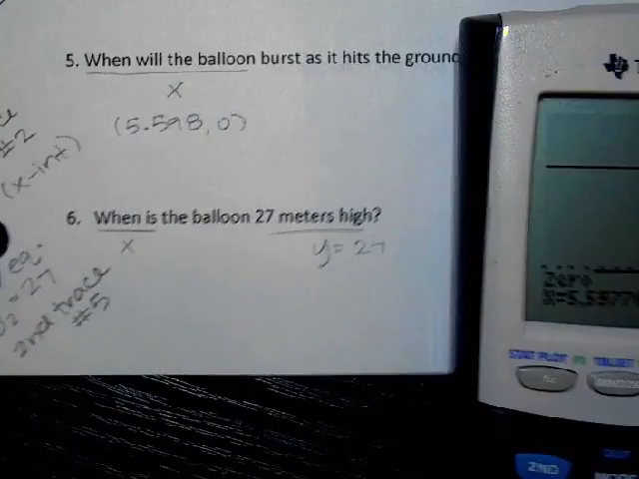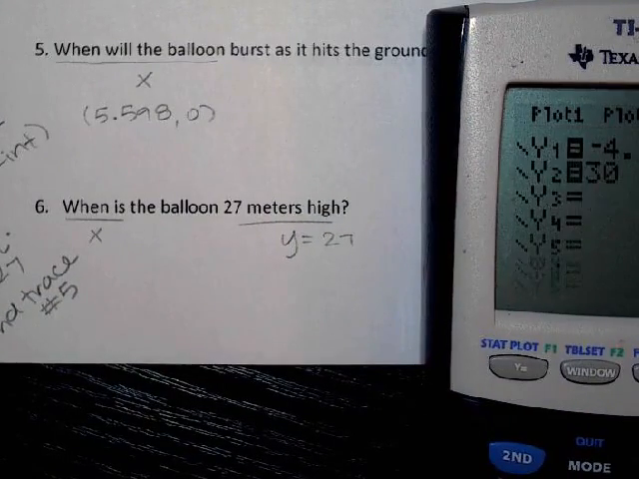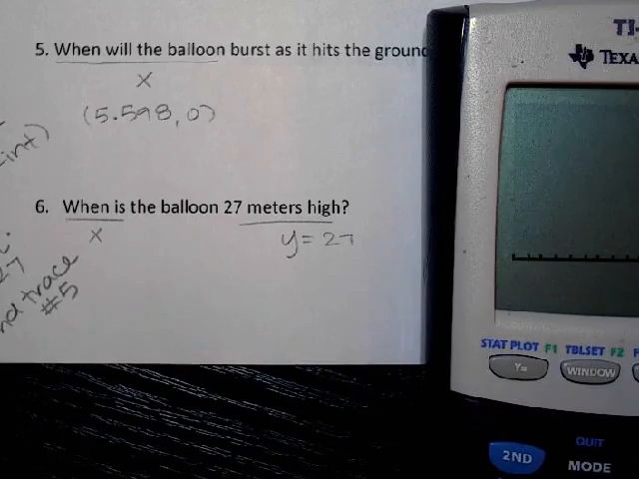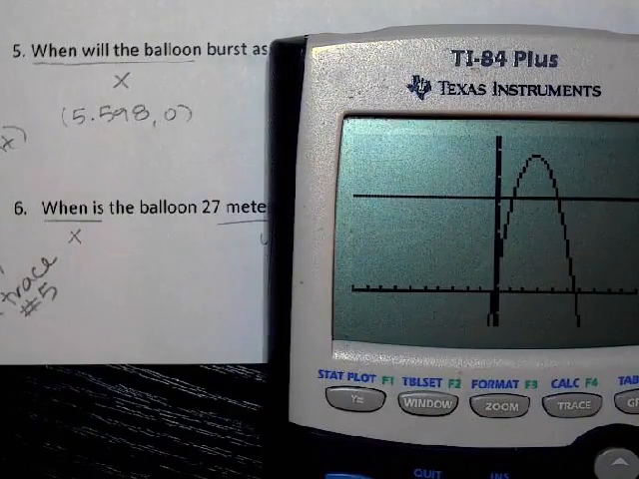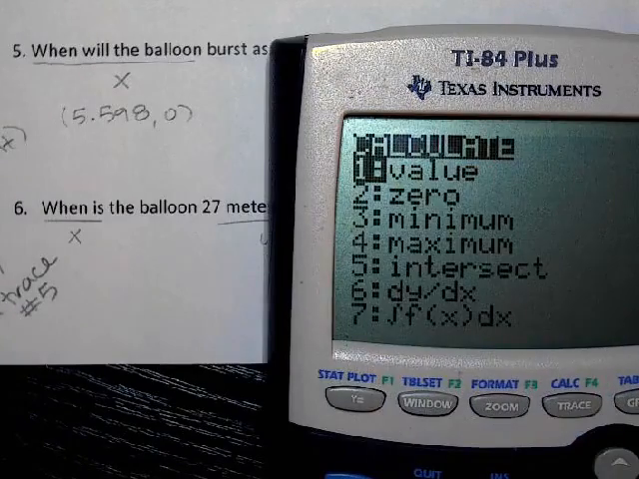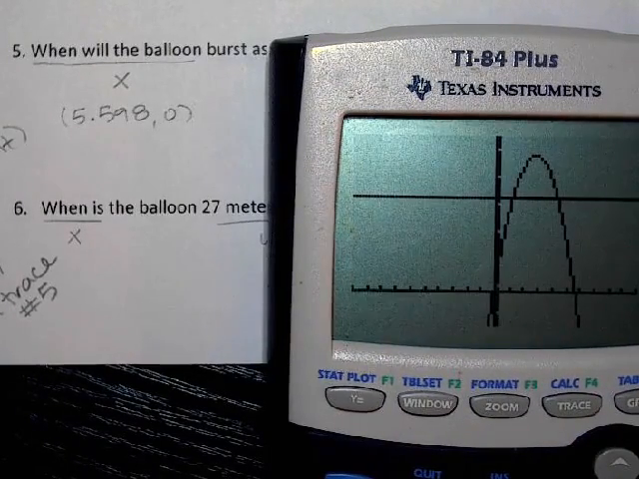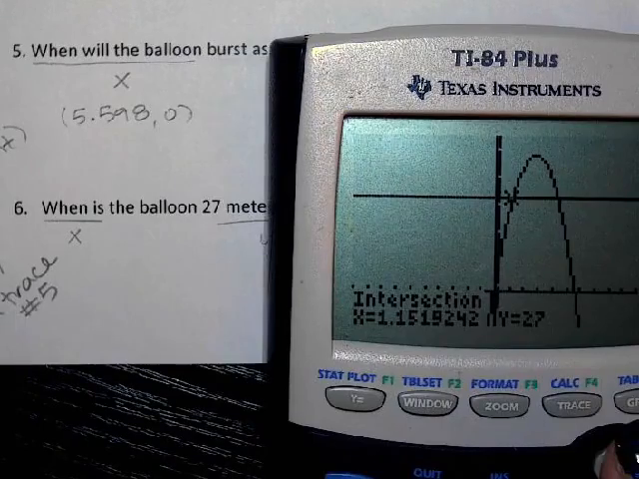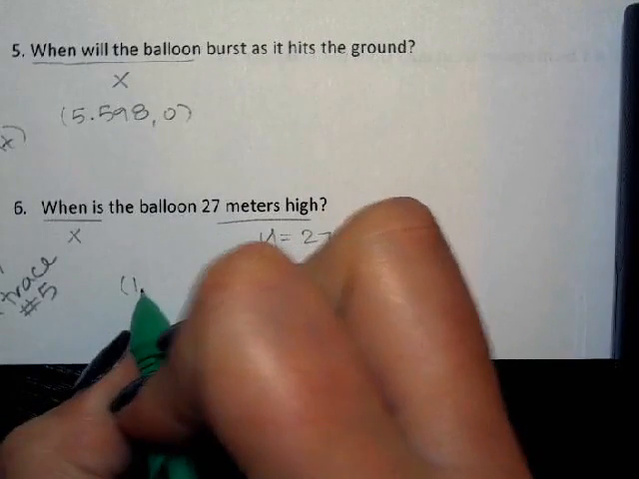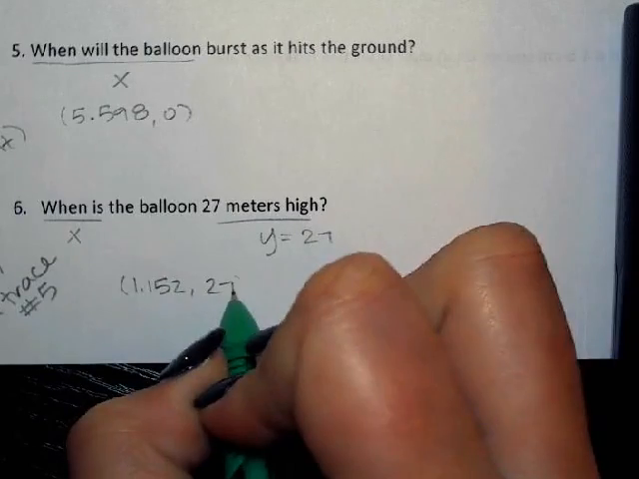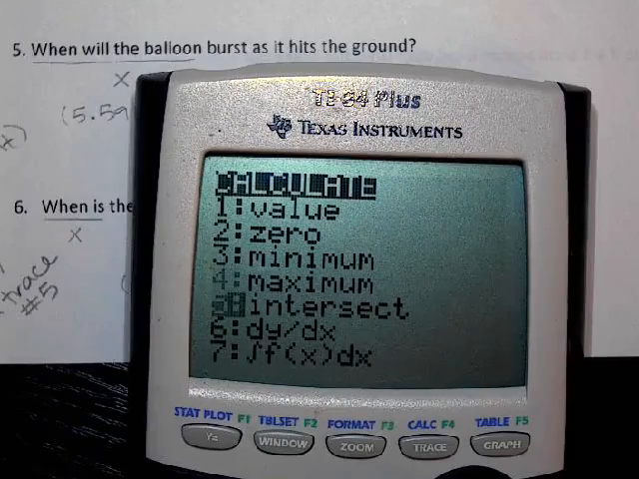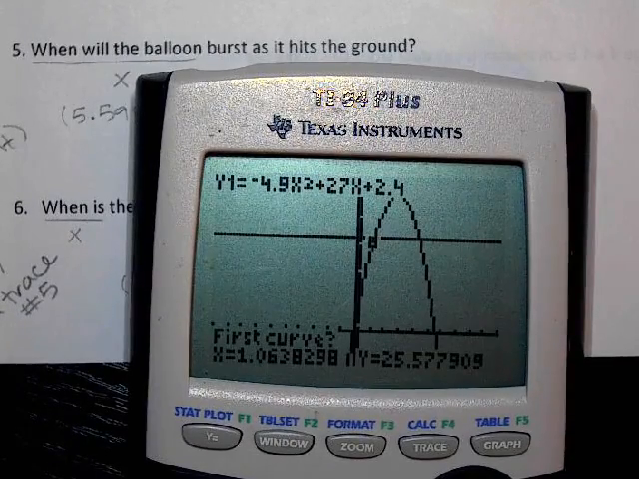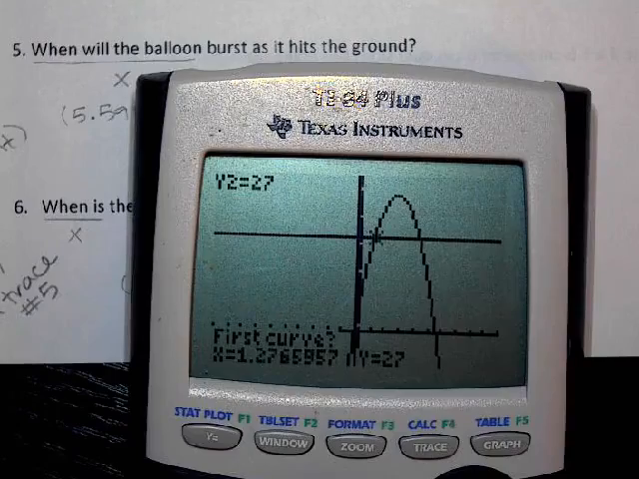So the picture looks very similar to the one that we just did a second ago. For the first intersection, I can just say second trace, number 5, and I can just press enter, enter, enter. And then to get the other one, I got to do second trace number 5 again. But this time I'm going to have to scroll over and just get closer to that other curve, or that other intersection. And once I get closer to it, then I can press enter, enter, enter.